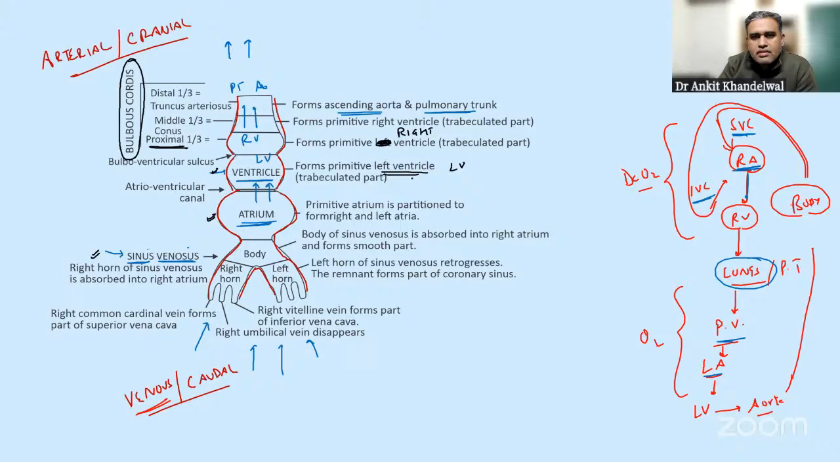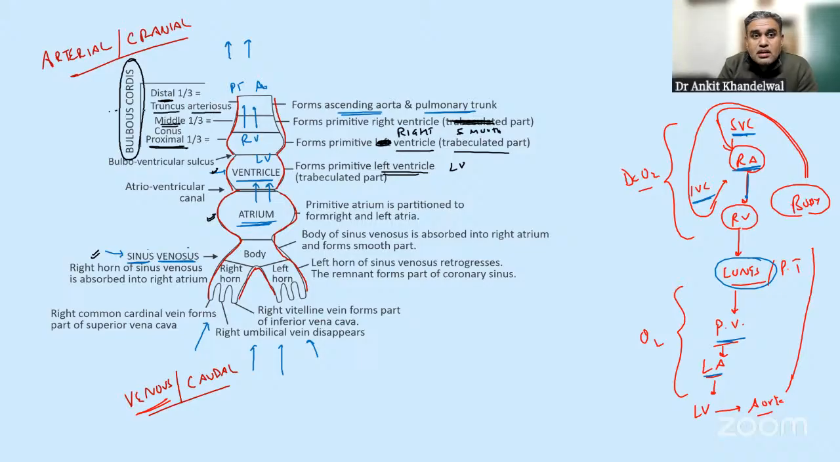It is right because LV is already formed over here, so it forms the right ventricle. Then its middle part: the proximal part forms the right ventricle. The middle part forms the smooth part of the right ventricle. Okay, not trabeculated, but it is the smooth part. And finally, the distal part of the bulbus cordis is known as truncus arteriosus.